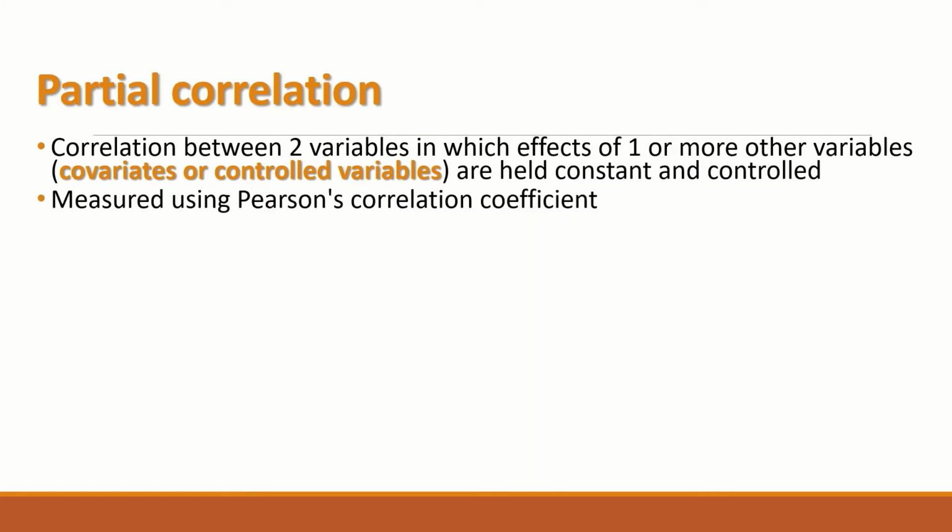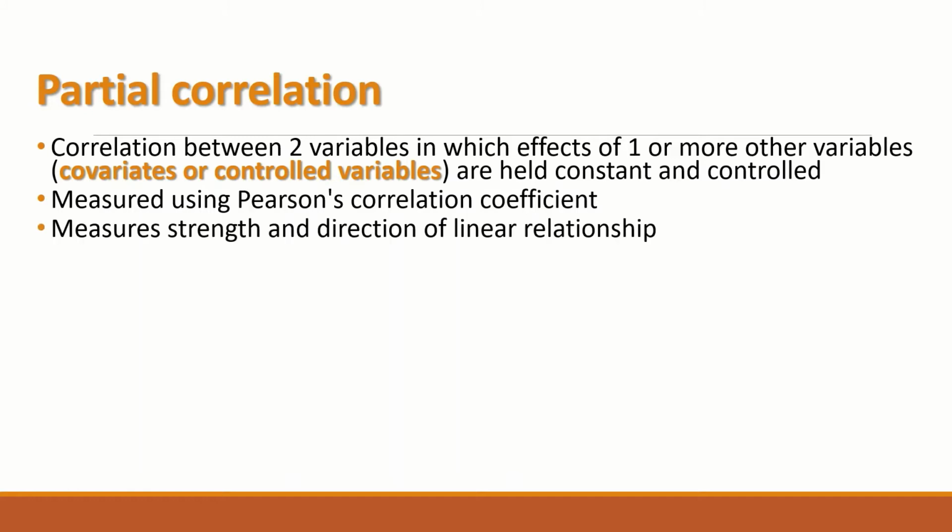The test is measured using the Pearson product moment correlation coefficient. It measures the strength and the direction of a linear relationship between two variables. Thus it is considered to involve two variables, so it's bivariate.